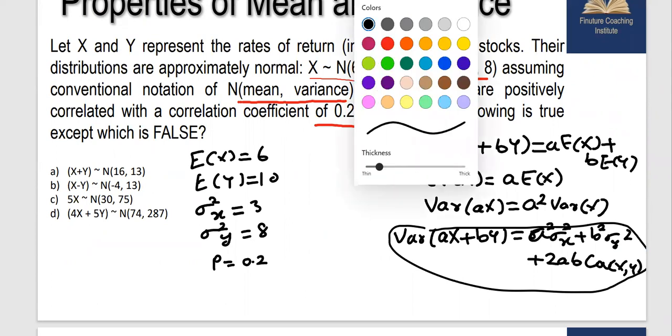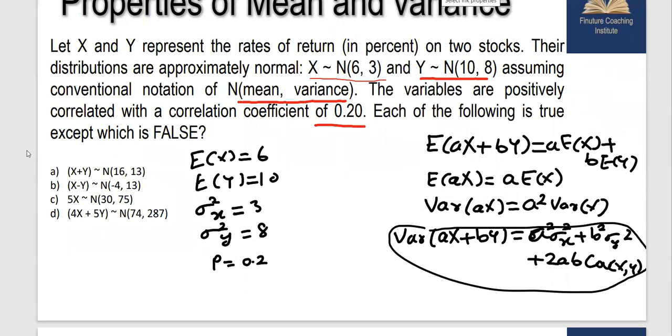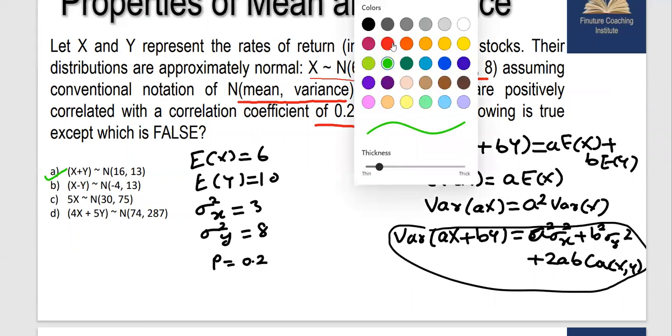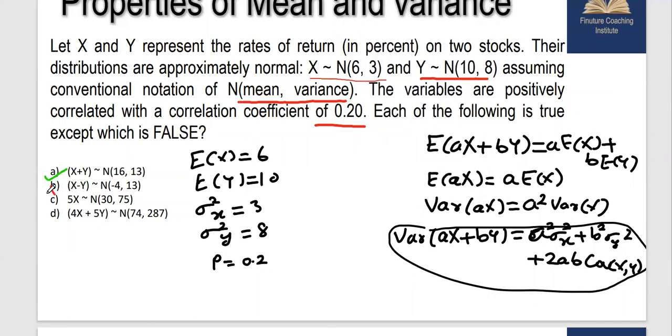So let me highlight the correct ones because we have already got the wrong answer. So this one is correct and this one is incorrect. So this is the option that we are looking for.